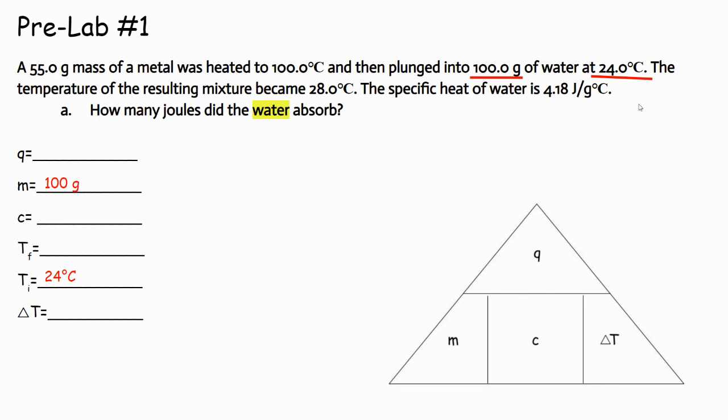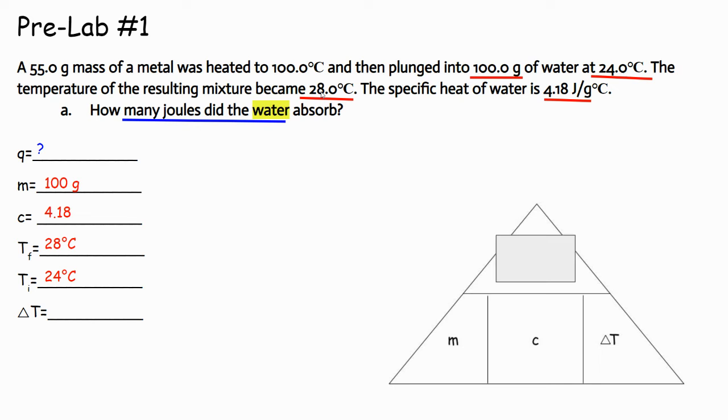So the initial temperature of the water was 24. They both become 28 degrees. That's the final temperature of both of them. Our specific heat of water is 4.18 because we're asked how many joules. So we are looking for Q.